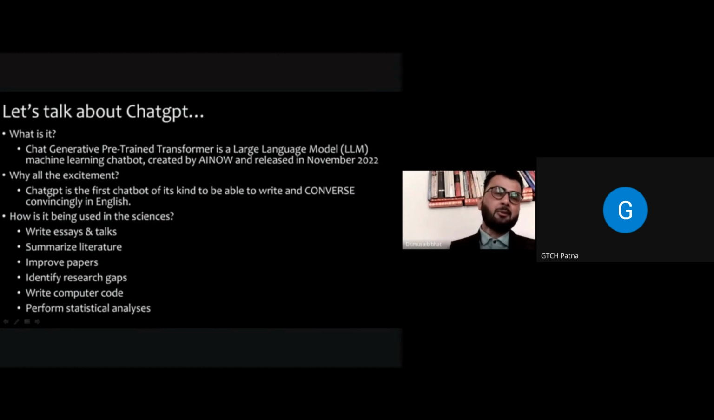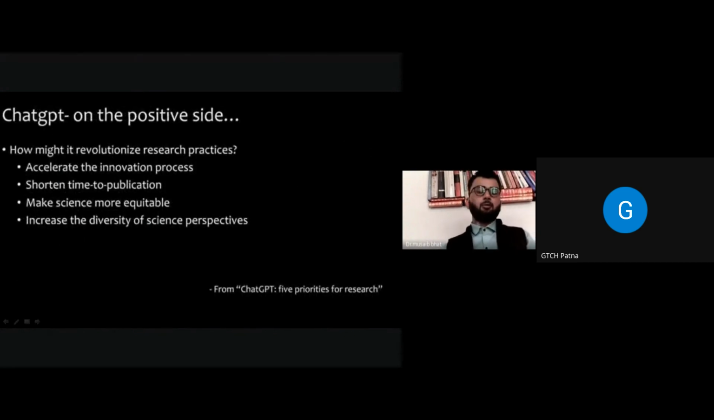It can perform statistical analysis. Many of us had problems when we do research, we have problems with statistical analysis. So it is a tool that if you provide it with data sets, it will be able to generate statistical analysis. So what are the positives of Chat GPT?